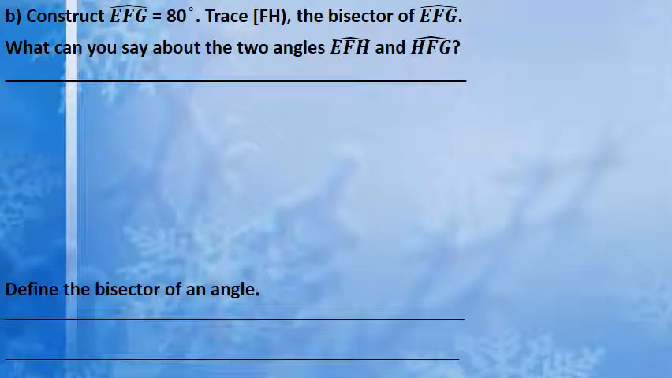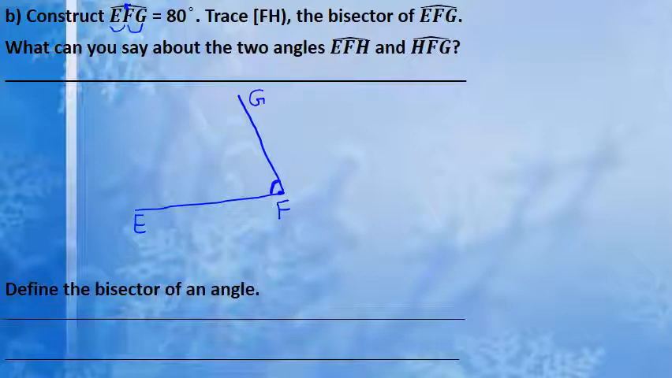Now in part B, we should construct an angle EFG equal to 80 degrees. To draw an angle EFG, we should know that F is the vertex of the angle. The first line is FE and the second line is FG. So now we draw the first line, which is EF. Using a protractor, we put the protractor at point F on line EF, and we draw the 80 degrees. This is G. Now this angle is EFG.